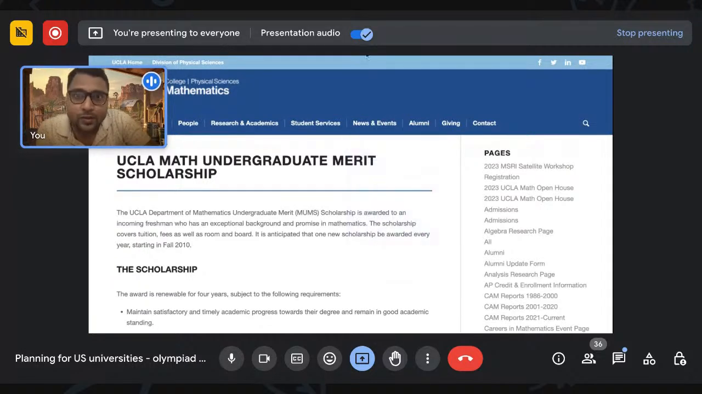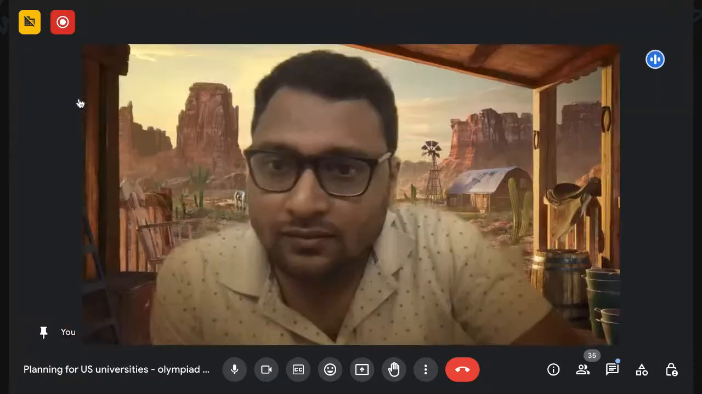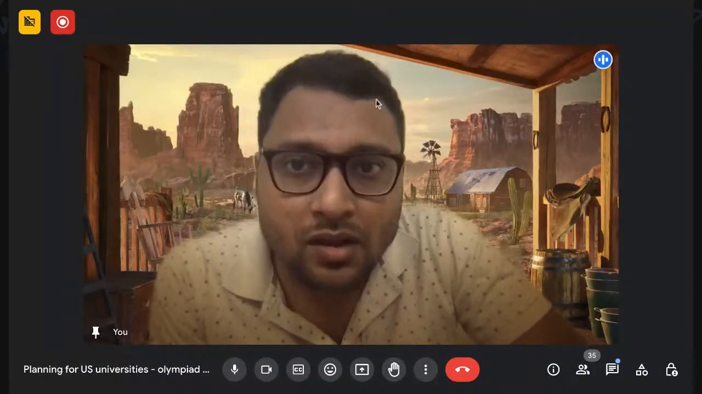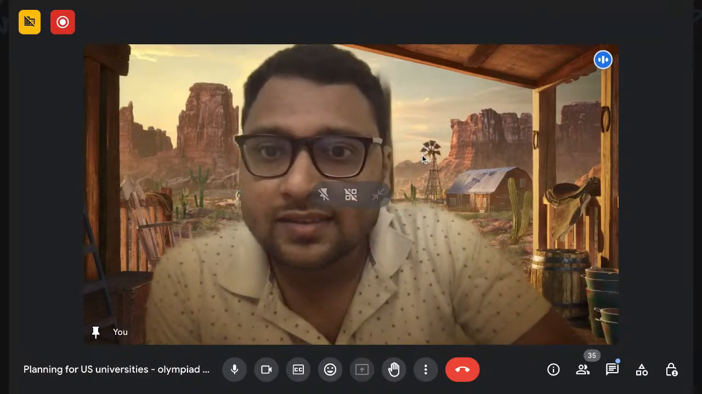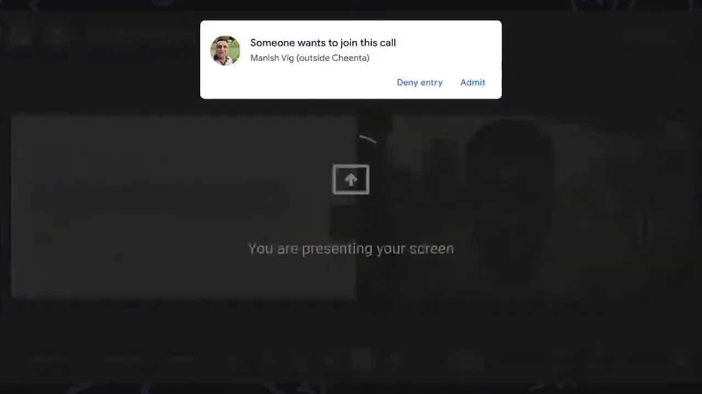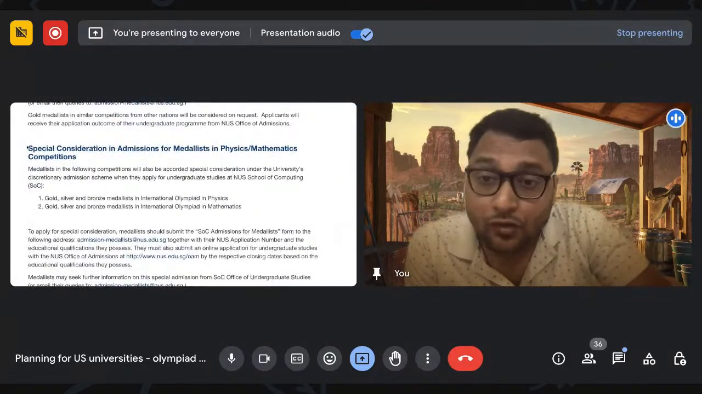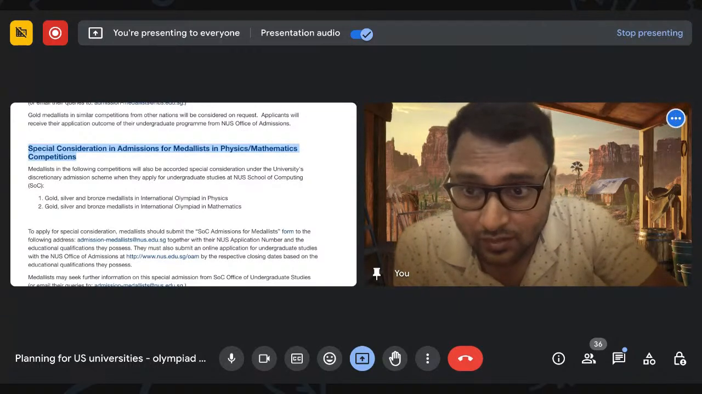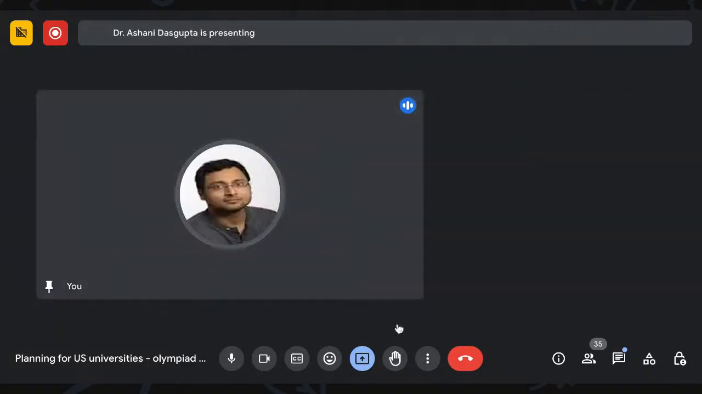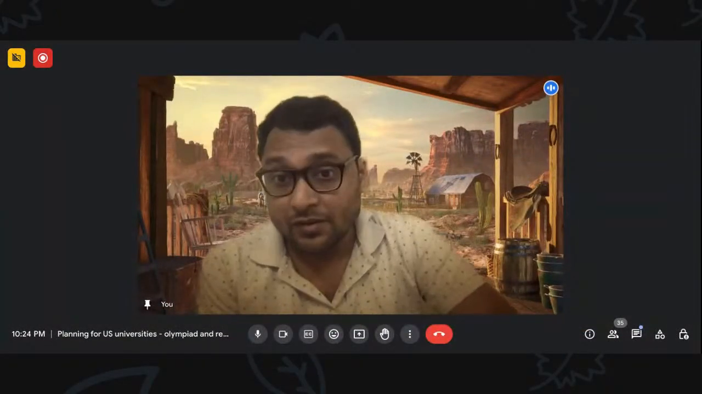This is in NUS. NUS is National University of Singapore. So National University of Singapore is really another great university. It's one of the best universities in the world, and it has a very similar thing going on. So this is special consideration. This one is for informatics Olympiads, but it's also true for special consideration for admissions for medalists in physics and mathematics competitions. So again, the same thing, if you do really well in one of the mathematical Olympiads, you will be considered for these sort of funding opportunities, and of course for admission itself.